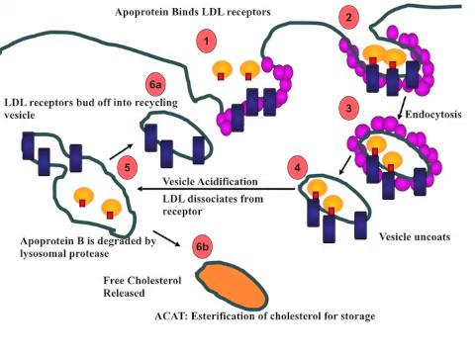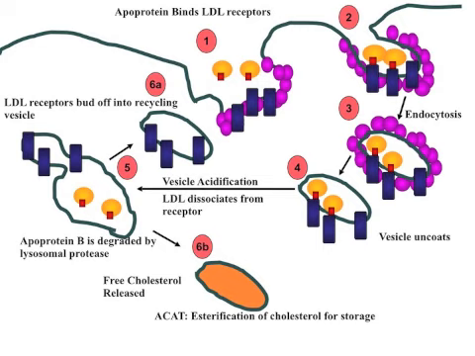In the lysosome, because the vesicle has become so acidified, the LDL particle dissociates from its receptor. The apolipoprotein B is degraded by a lysosomal protease, and in 6A, the LDL receptors bud off and are recycled back to the membrane. In 6B, the cholesterol from the lipoprotein particles is released and it becomes esterified by the acyl-CoA acyltransferase enzyme, and we'll talk about this in just a minute.